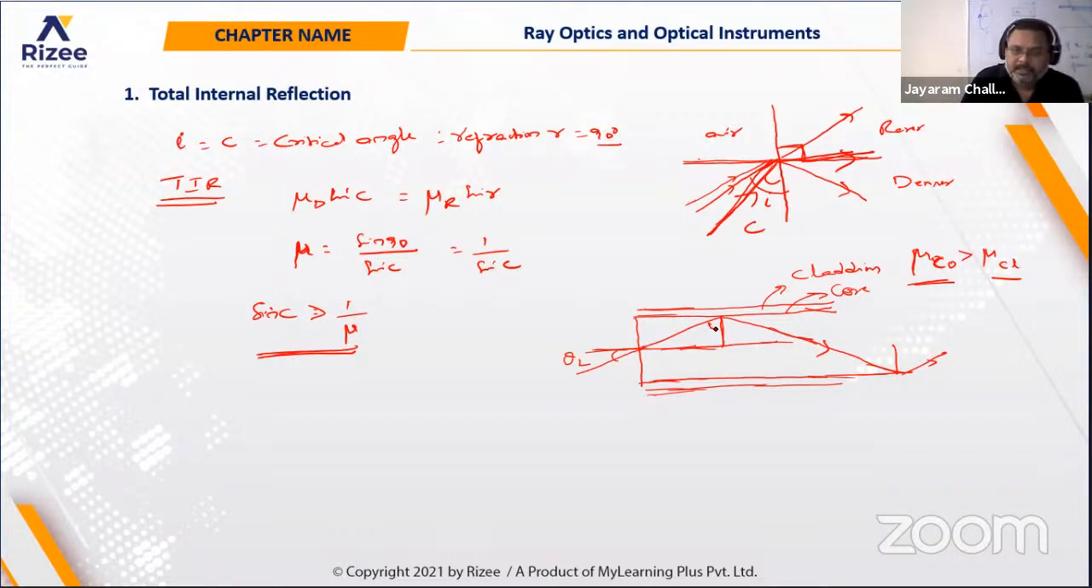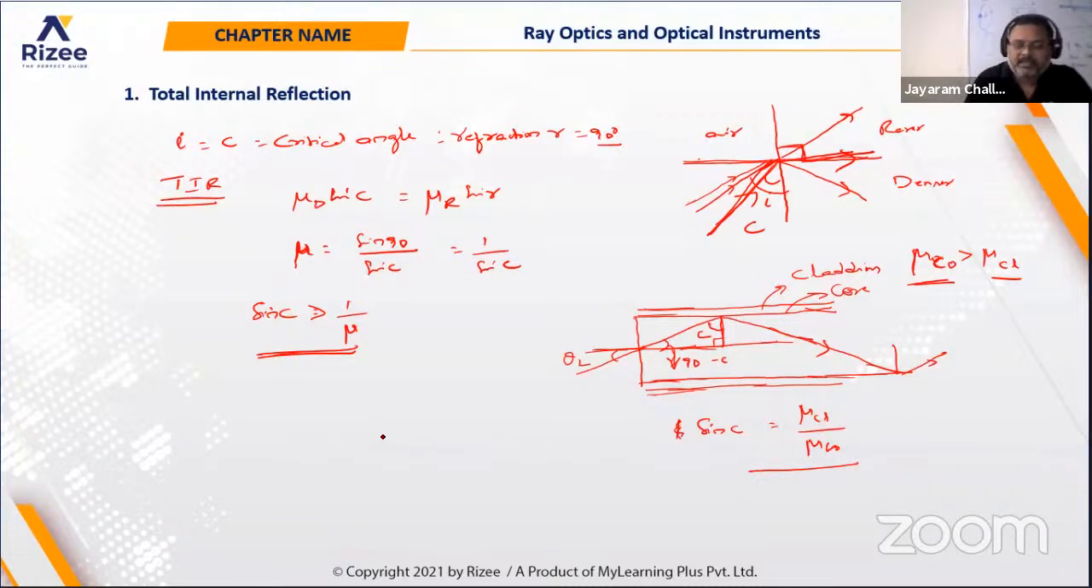At this particular point, the angle is called C. This angle will be 90 minus C. So when you solve this, sine C can be written as the refractive index of the cladding by the refractive index of the core. From this, you can find the C value.